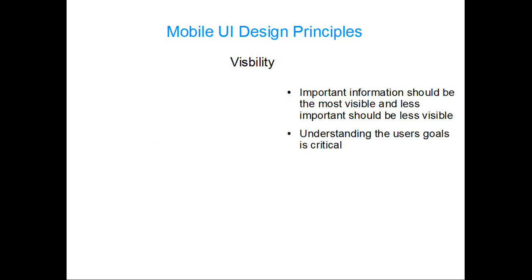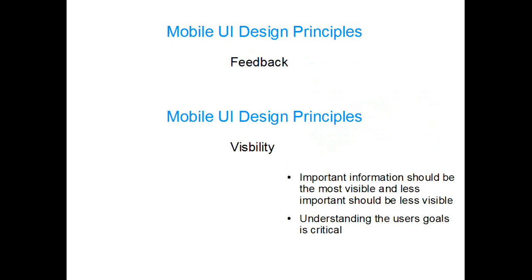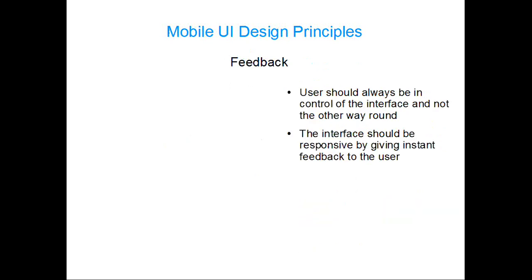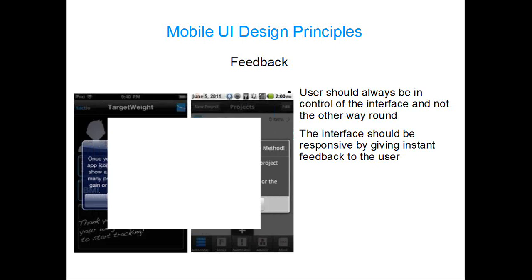Then feedback, as I told earlier. If the user is doing something, they should be given feedback. They should be told what exactly went wrong or what exactly is happening. If something is getting processed, they should be told that things are in progress, your work is in progress, and instant feedback should be given even if an error occurs from their side.